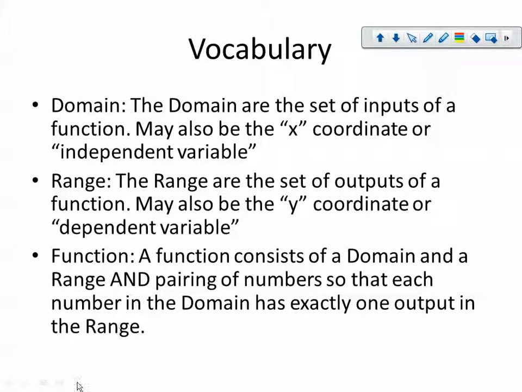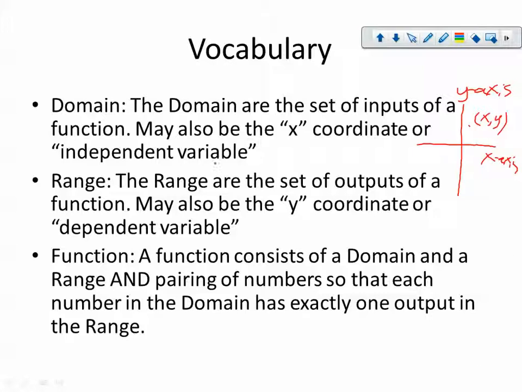Domain, range, and function. Those are the three things we're looking at here. The domain and range have pretty straightforward definitions. The function is one that we're going to have to talk about a little bit later. So the domain here is the set of inputs of a function. We also sometimes call that the x value, the x coordinate. Just to remind you, you remember your coordinate plane. We have our x-axis and our y-axis, and a point there is an x value and a y value.